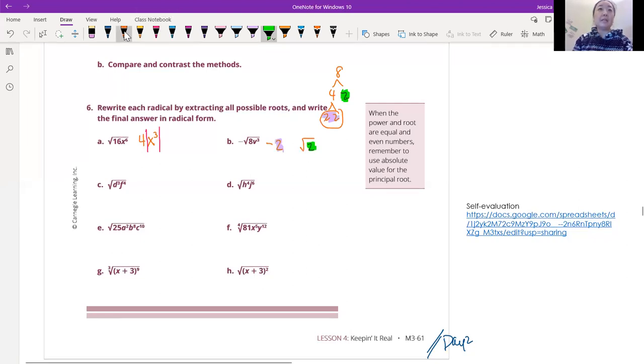All right, and let's look at the v's. There are 3 v's. So how many groups of v's do I have? I have 1 group, goes right here. And then the leftover goes there. I just got to make sure I extend the square root so it covers that. So that would be my answer. So negative 2v square root of 2v.